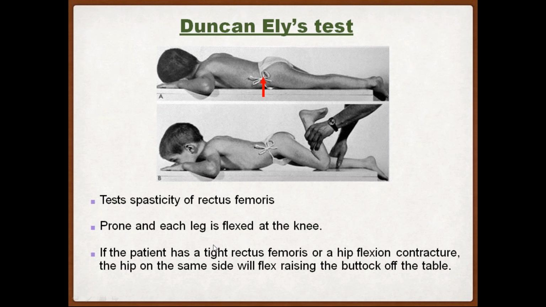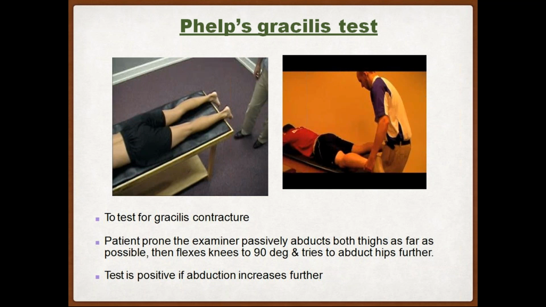Keep the patient prone and flex each leg at the knee. If the patient has a tight rectus femoris or hip flexion contracture, the hip on the same side will flex, raising the buttock off the table. Like this, by each and every test we can know which muscles got contractured, and based upon that we can know what part of the brain got affected.